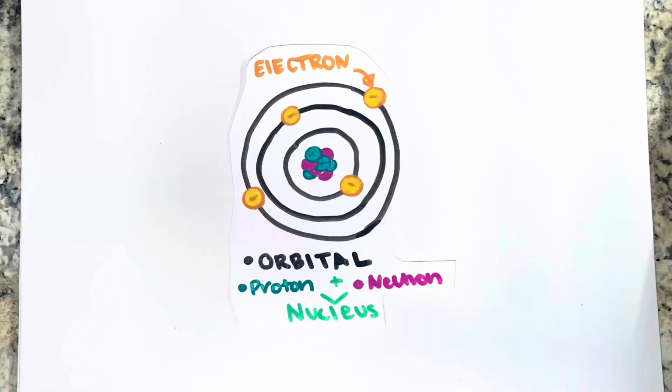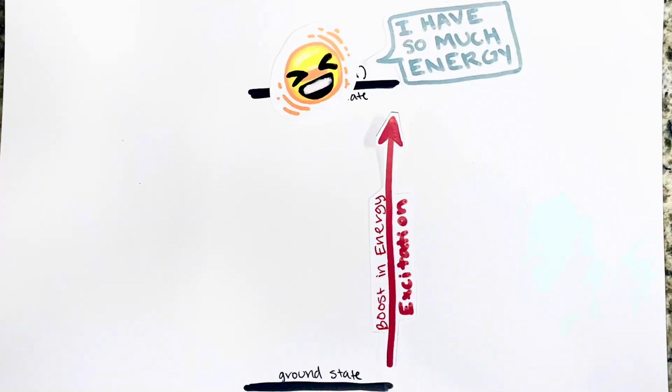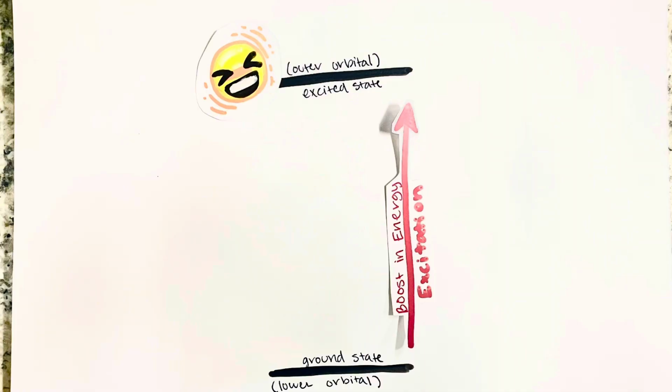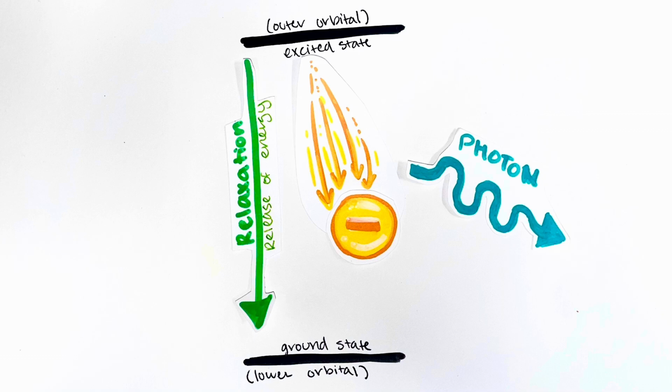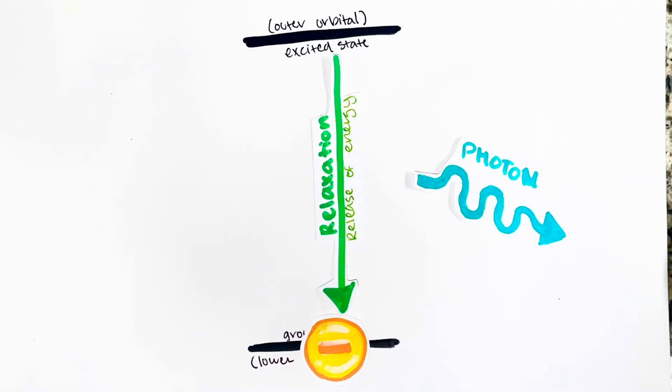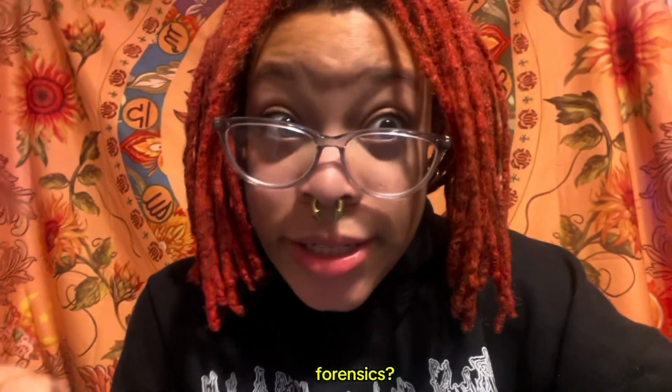Luminol. When electrons are in an excited state, they jump to the outermost orbitals due to excess energy. However, the excited state is very unstable. So, they release the energy in the form of photons to jump down to the lowermost orbital, called ground state. But how does this apply to forensics?